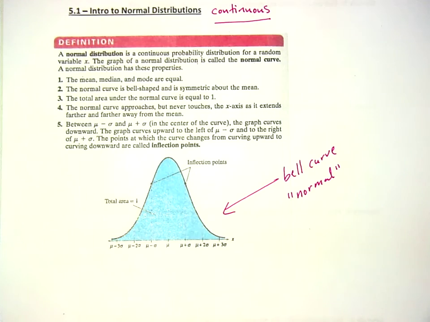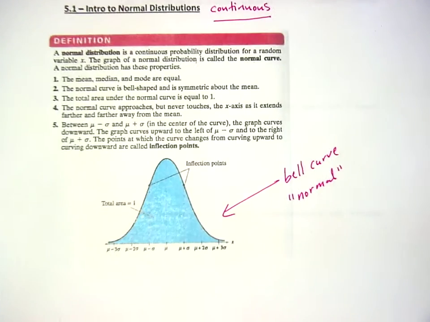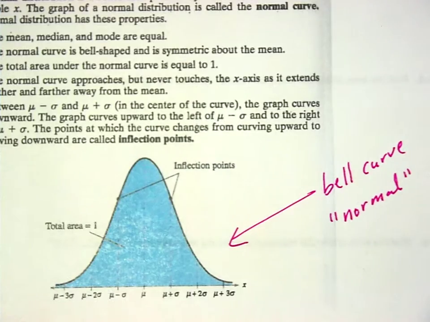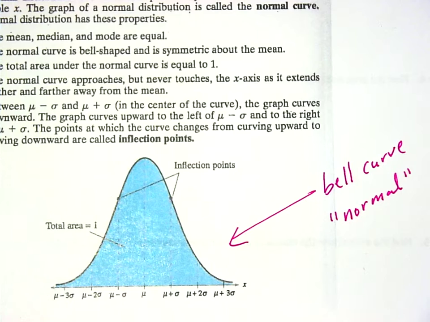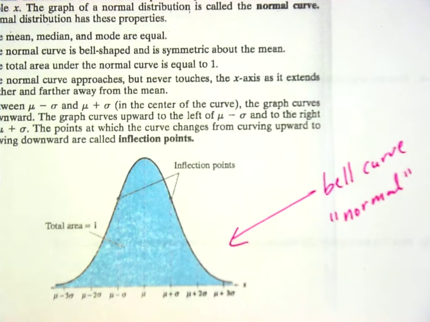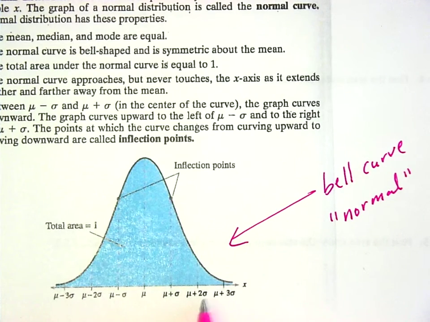Okay, so the middle is mu. We already knew that from the empirical rule. We've got mu plus sigma on one side, mu plus 2 sigmas, mu plus 3 sigmas. That's one standard deviation away, 2 standard deviations away. You remember this stuff? Yeah?